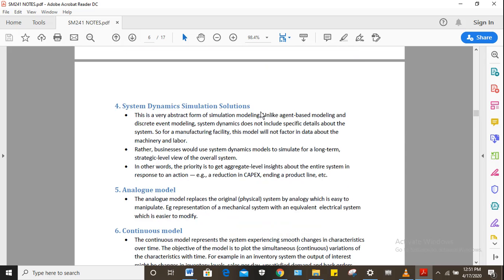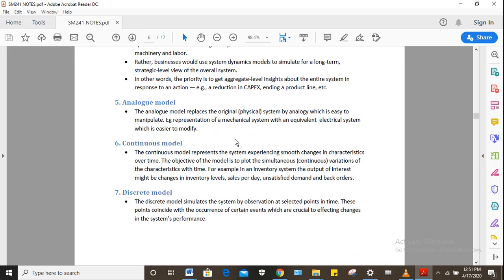This is a very abstract form of simulation modeling. Unlike agent-based modeling and discrete event modeling, system dynamics does not include specific details about the system. So for a manufacturing facility, this model will not factor in data about the machinery or labor. Rather, businesses would use system dynamics models to simulate for a long-term strategic level view of the overall system.